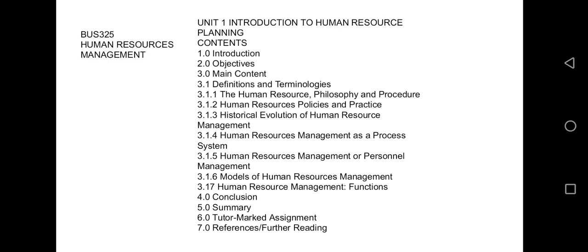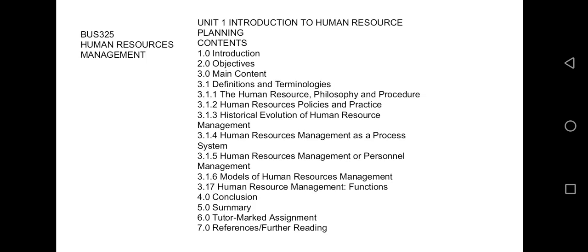Unit 1, Introduction to Human Resource Planning. Content: 1.0, Introduction. 2.0, Objectives. 3.0, Main Content. 3.1, Definitions and Terminologies. 3.11, The Human Resource Philosophy and Procedure. 3.12, Human Resource Policies and Practice.